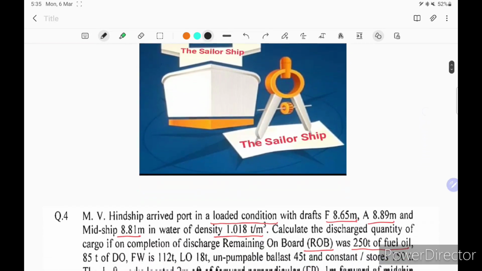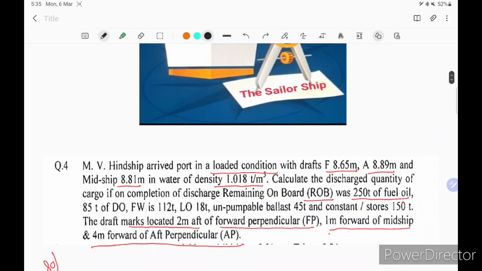Today our topic is draft survey calculation, which is coming in the chief mate phase 1 cargo numericals. So let's move on to the questions.